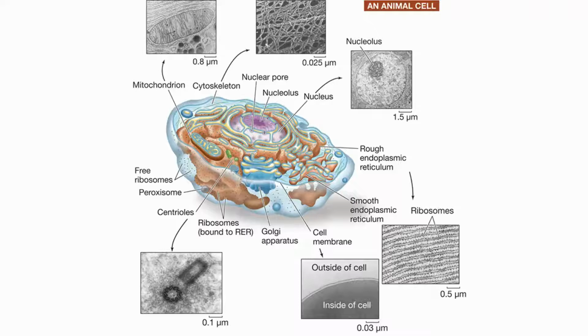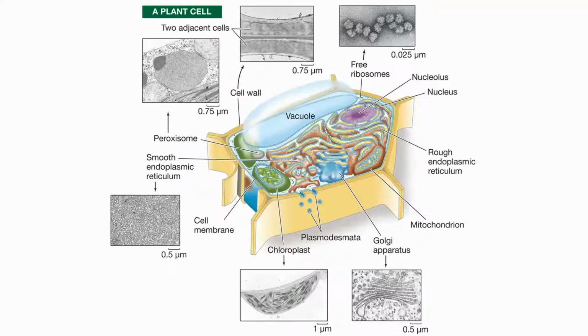Some of them may just be drawings, but you need to get used to being able to identify the organelles from both of these. Here are organelles also found in a plant cell. Some of these are found only in plant cells, for example, the chloroplast.